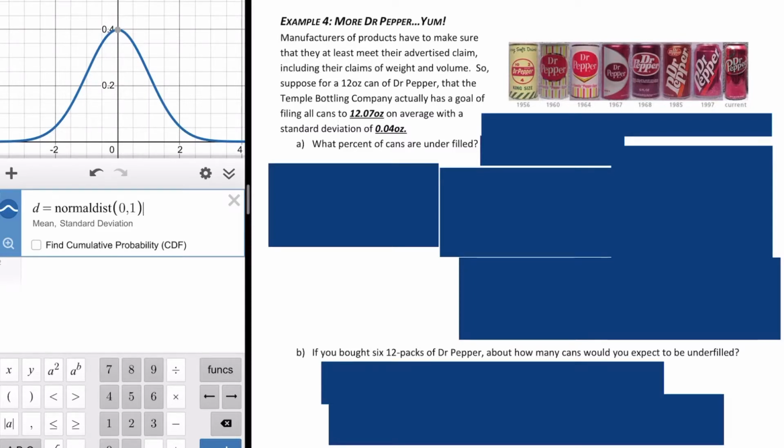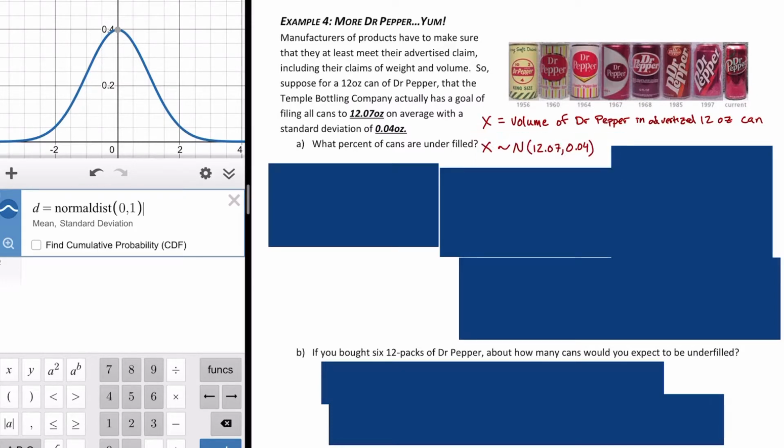Pepper. So let's make sure that we're clear about what our random variable and our distribution is. So X is the volume of Dr. Pepper in an advertised 12-ounce can of Dr. Pepper. And our distribution is going to be modeled by the normal model with a mean of 12.07 and standard deviation of 0.04. So the question that we're trying to answer is, what percent of cans are underfilled? Well, underfilled would mean that I don't get 12 ounces, so that would be less than 12 ounces.